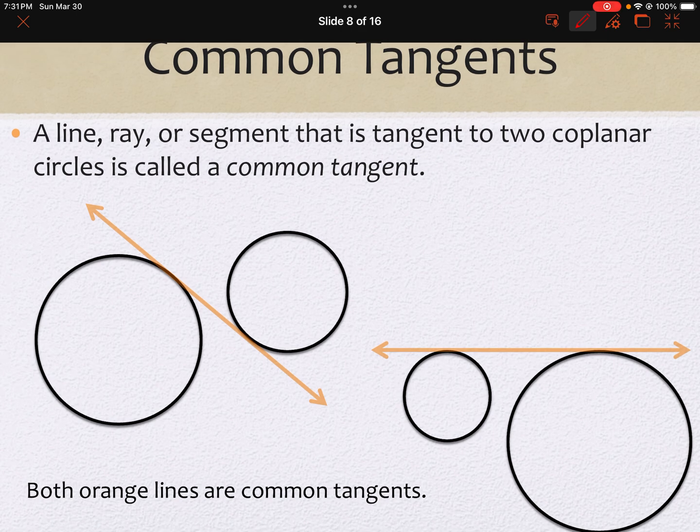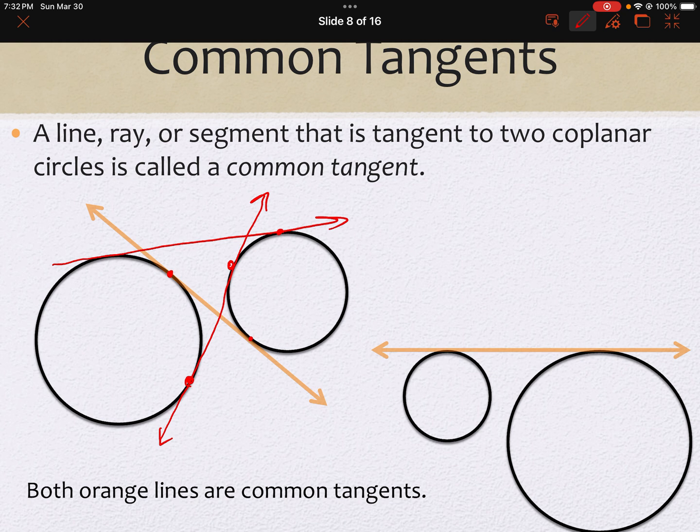What is a common tangent? A line, a ray, or a segment that is tangent to two coplanar circles is called a common tangent. So here are examples of common tangents. Here are two circles that don't touch. I have one line here that is a common tangent. It touches each of those circles once. Now, if you really want to zoom in there, I know those lines are touching that circle more than once. The intention was to make them tangent, okay? Now, same thing when I go to draw this other common tangent. I'm going to do my best here. That wasn't terrible, but let's say that's a common tangent as well.